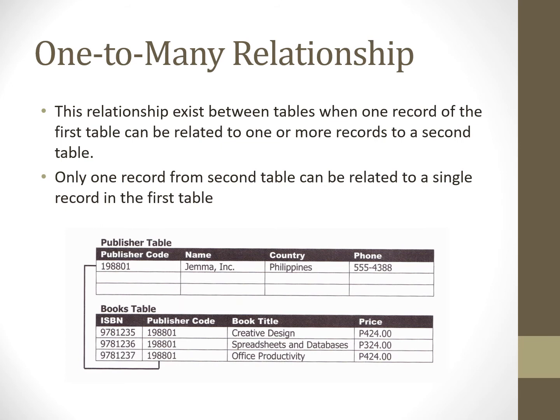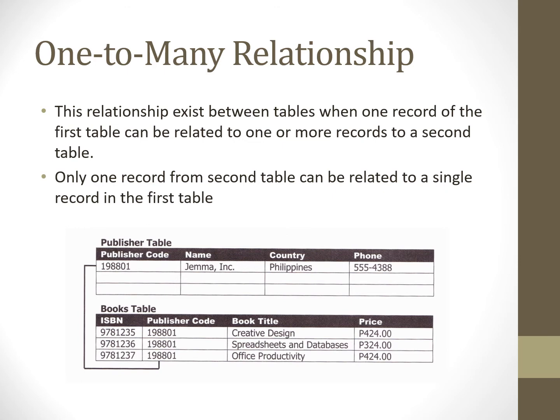Okay, this time we talk about one-to-many relationship. This relationship exists between tables when one record of the first table can be related to one or more records in a second table. So that means you have to make sure that any record of that particular, in this case, I think the publisher code, must also exist in the first table. So only one record from the second table can be related to a single record in the first table. So the publisher code is a primary key in the publisher table.